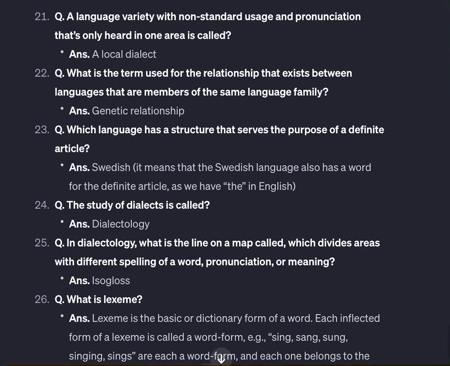24. Q. The study of dialects is called ANS. Dialectology. 25. Q. In dialectology, what is the line on a map called, which divides areas with different spelling of a word, pronunciation, or meaning? ANS. Isogloss.